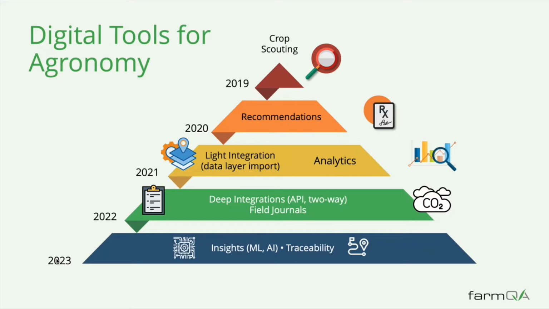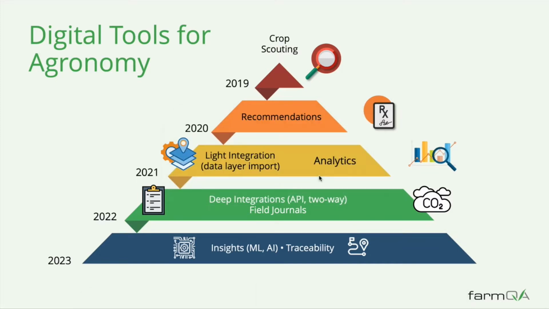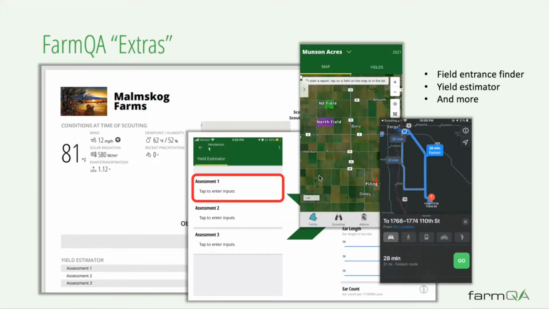A recap, so Farm QA, we build digital tools for agronomy. Started out with crop scouting, moved into recommendation, chemical rec writing, map layers, analytics is what we've been working on this year. We have those in place, and then as you can see where we're building in future years with the lower blocks in the pyramid there. So with that said, we will dive in to the extras and what that means to us.